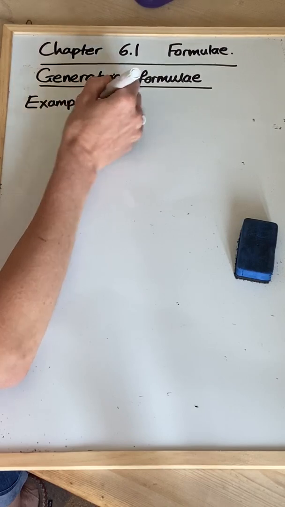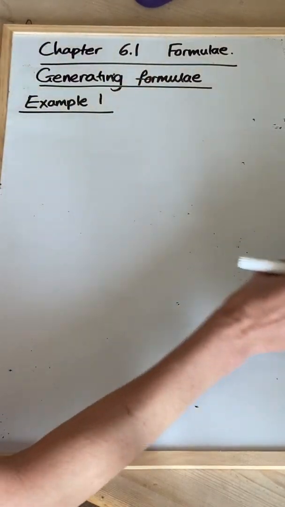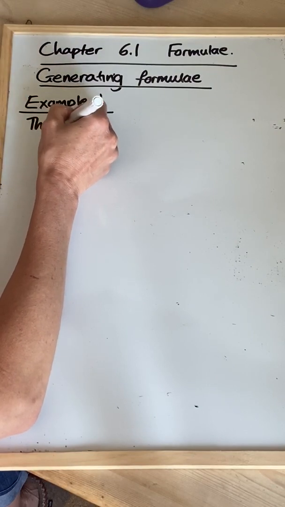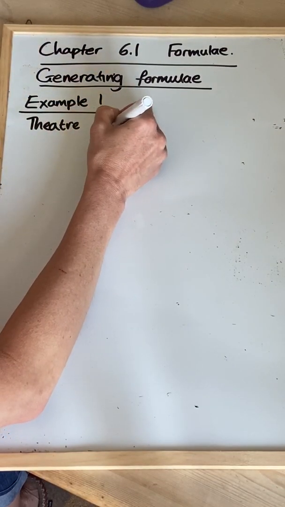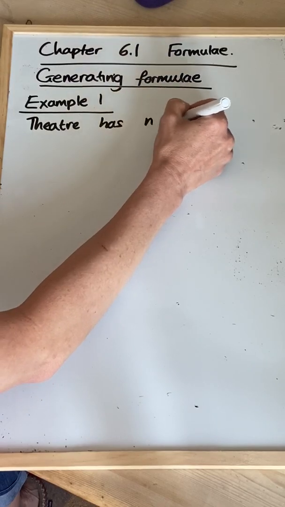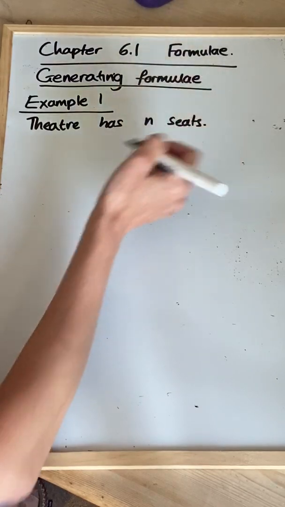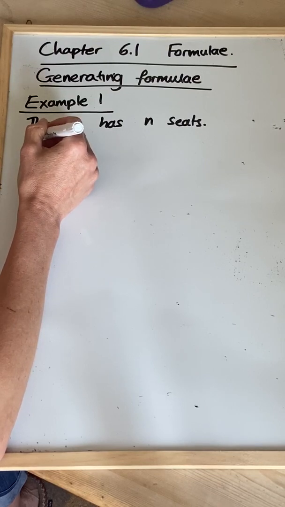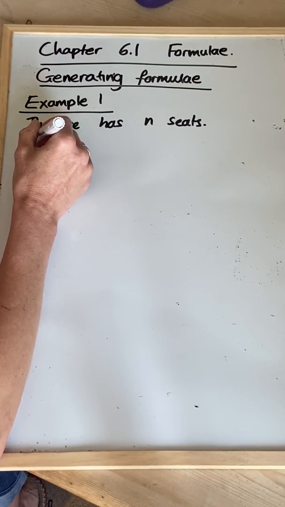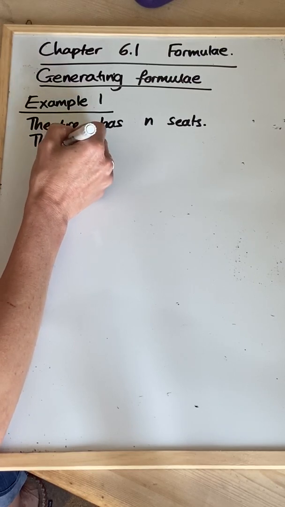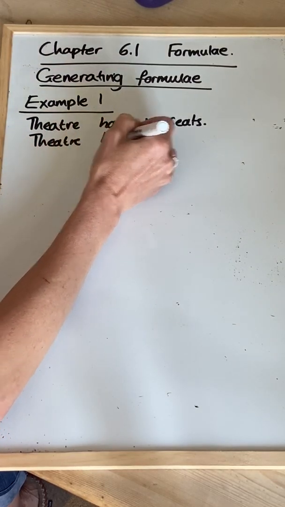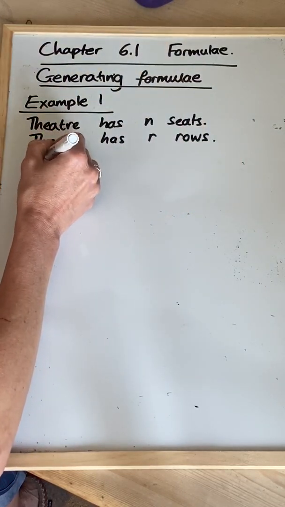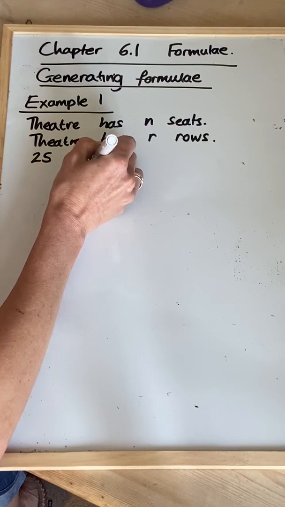So the first one, we're going to think about a theatre. And we're going to say that we know the theatre has n seats, and those are arranged in rows. So in the theatre, it has R rows, and there are 25 seats in each row.